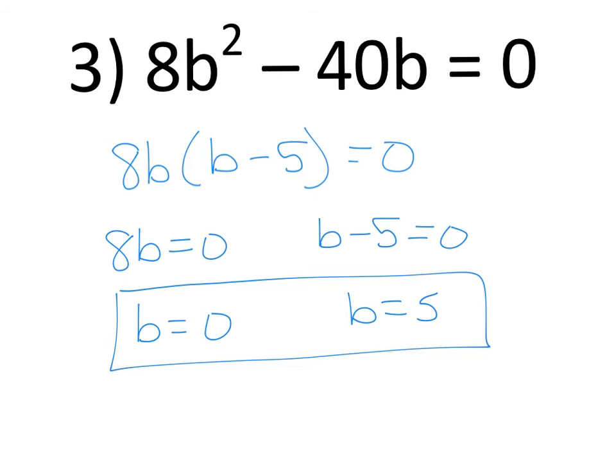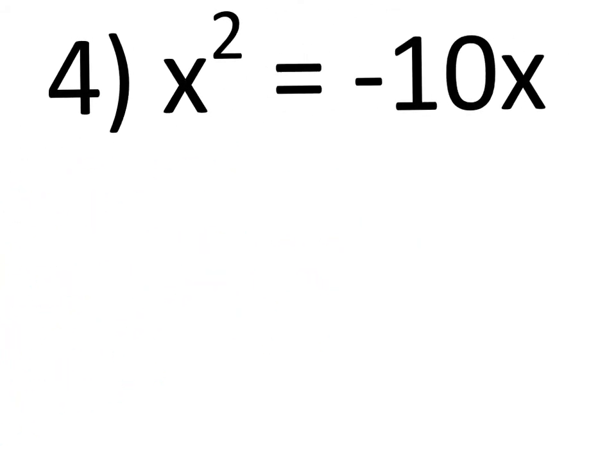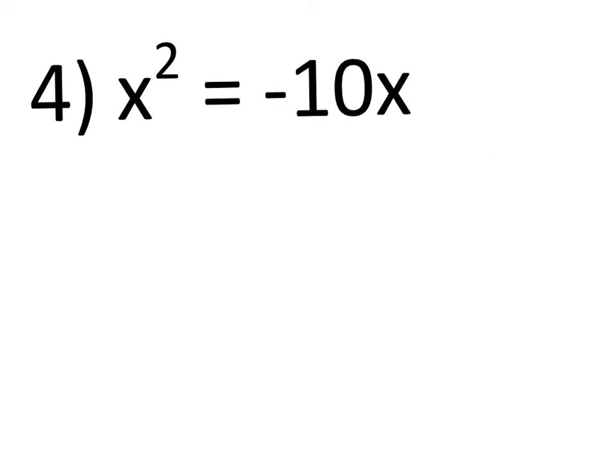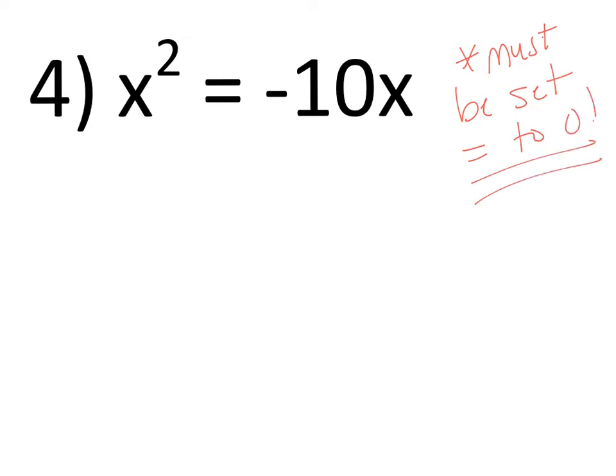All right, let's try another one. Number 4. On number 4, this has to be set equal to 0 before you can do anything. In fact, we're going to write a side note off to the side: must be set equal to 0. This is huge. That's a really important point for right now.